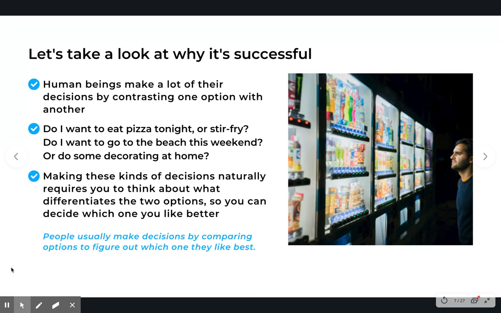Let's take a look at why it's successful. Human beings make a lot of their decisions by contrasting one option with another. Do I want to eat pizza tonight or stir fry? Do I want to go to the beach this weekend or do some decorating at home? Making these kinds of decisions naturally requires you to think about what differentiates the two options so you can decide which one you like better. People usually make decisions by comparing options to figure out which one they like best.